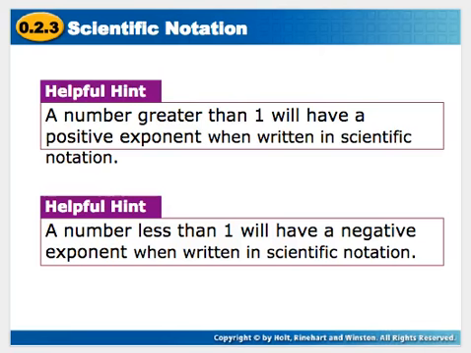Sometimes you're going to have a positive exponent, and in some cases you will have a negative exponent. An easy way for me to figure out whether my exponent should be positive or negative is to look at whether the number gets larger or if it's getting smaller. If moving the decimal makes the number larger, then your exponent is positive. If moving the decimal makes the number smaller, then your exponent is negative.